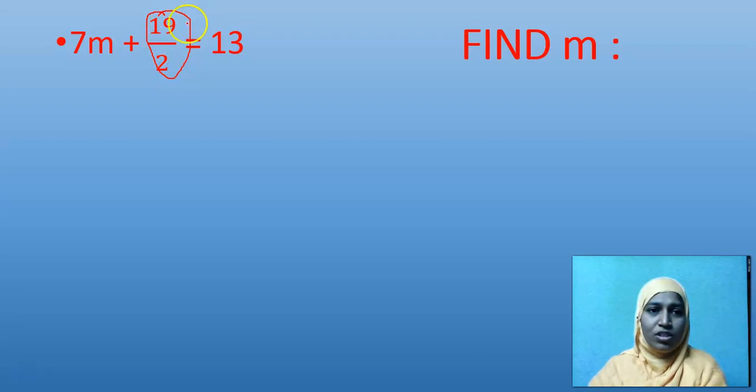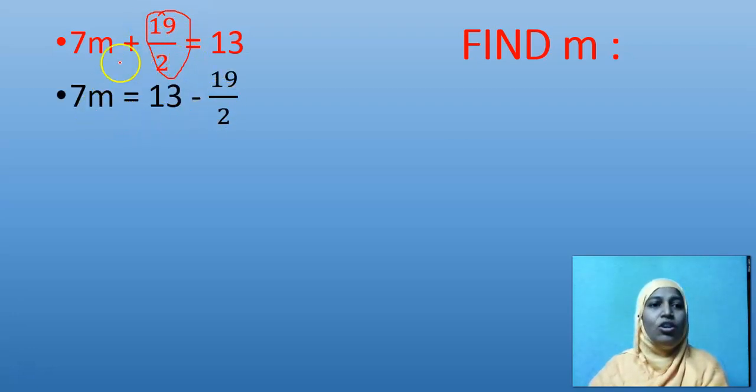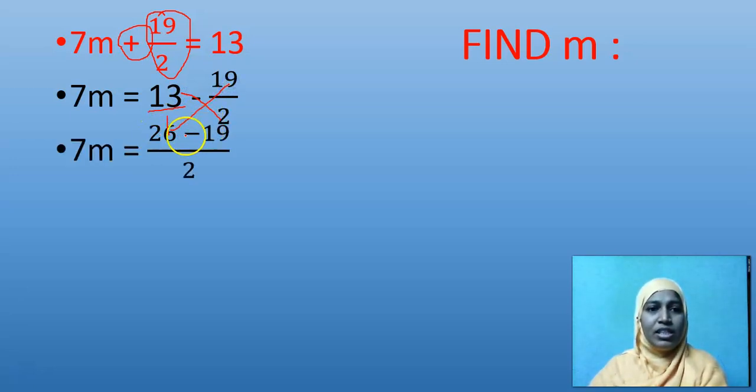Okay, I will transpose this fraction number first. So I will have 7m, 13 as such. This +19 by 2 will go as -19 by 2. Then we know cross multiplication. So 13 2s are 26. 1 19s are 19. 26 minus 19 by 2. This 1 2 is 2. This is what we have learnt now.